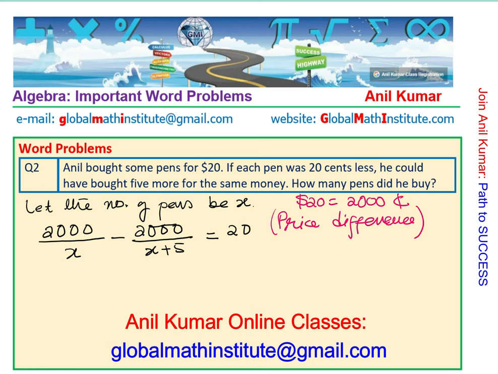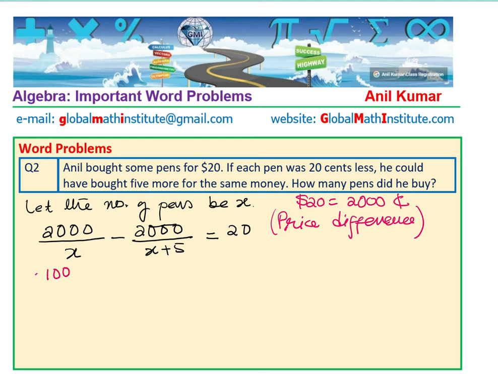So you can actually simplify by dividing by 20. What you get is 1000, if I divide by 20, right? So I get 100 over x minus 100 over x plus 5 equals 1. So if I just divide everything by 20, we get this, right?